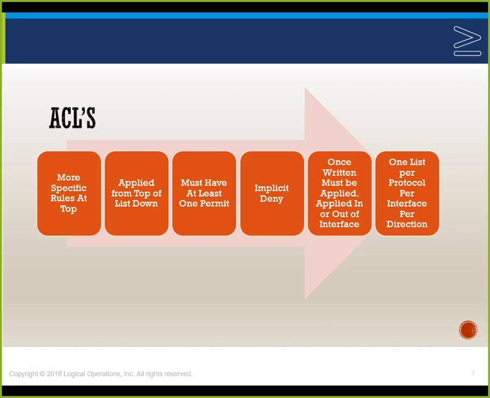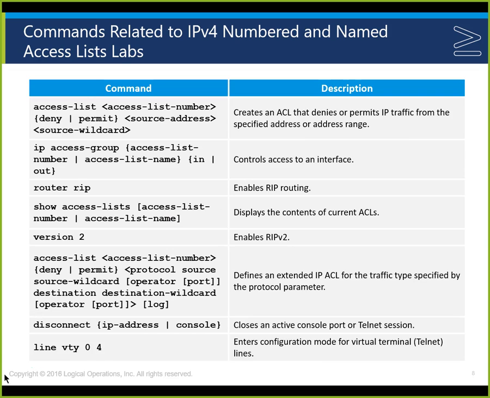We have to have at least one permit statement because it's a deny policy with the implicit deny. Once the list is written, we have to apply it at the interface as either an inbound or an outbound. And we can have one list per protocol, per interface, per direction. So after that, let me stop.